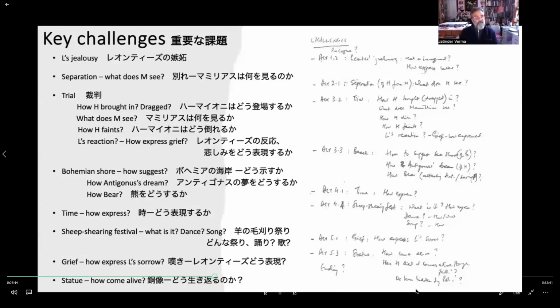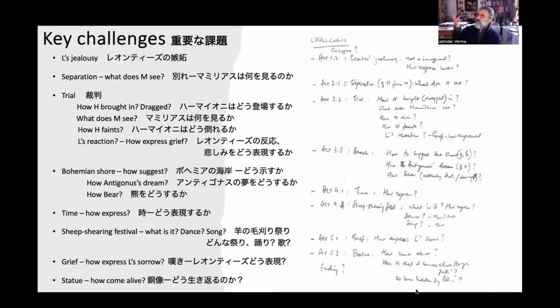Another challenge was, of course, the Bohemian shore, which is scene 3 of Act 3. How do we suggest this shore? We know it's very windy, it's stormy, it's also not very green, it's a barren shore. How do we suggest it on the stage? And how do we express the dream that Antigona had? Antigonus is the old way of talking about that character. That name was changed to Antigona.